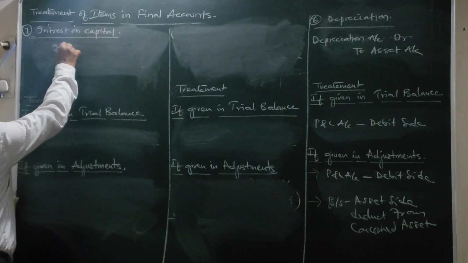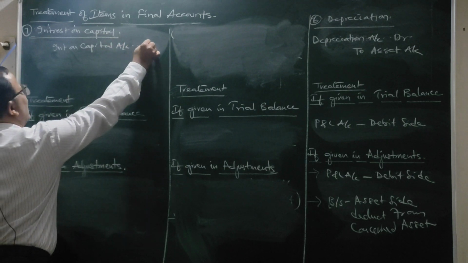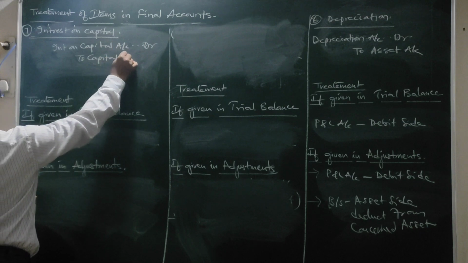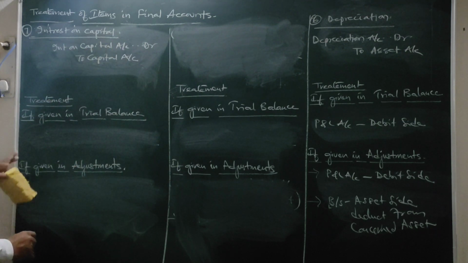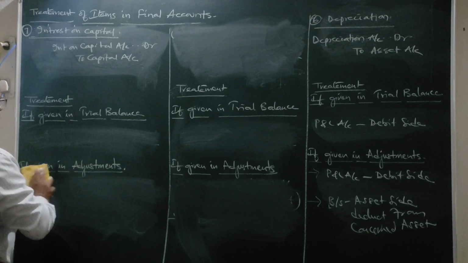Interest on capital account debit to capital account. This is the entry we are going to write. See, this item normally will not be given in the trial balance. It will be given only in adjustments.